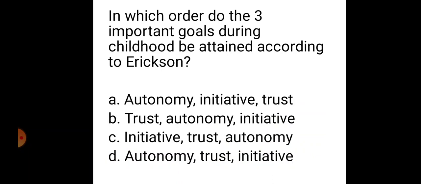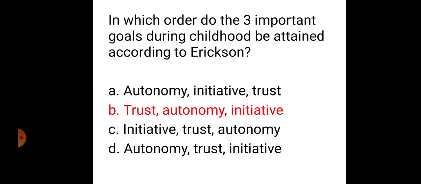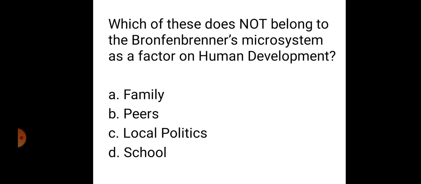So, medyo tricky ning question. Always remember na yung nakabutang diri, order. Therefore, from first pataas siya nga stage. Answer is trust, autonomy, initiative. Diba? Trust versus mistrust, autonomy versus shame and doubt. Okay? Initiative versus guilt. Which of these does not belong to Bronfenbrenner's microsystem?